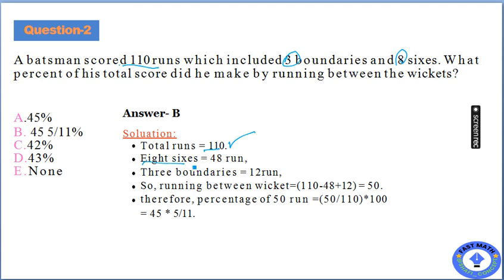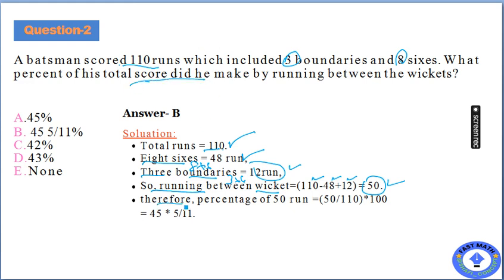In those 8 sixers, 8 into 6 is 48 runs. Coming to the 3 boundaries, 3 into 4 is 12 runs. The remaining runs, which he got by running between the wickets, is 110 minus 48 and 12, which is 50. That is the total runs scored without boundaries or sixers.